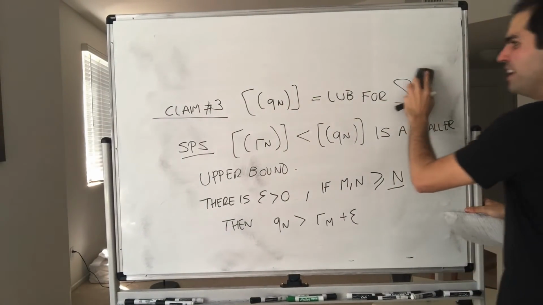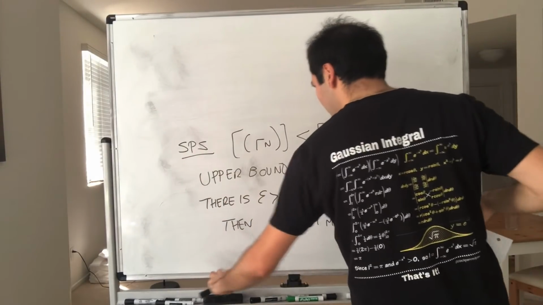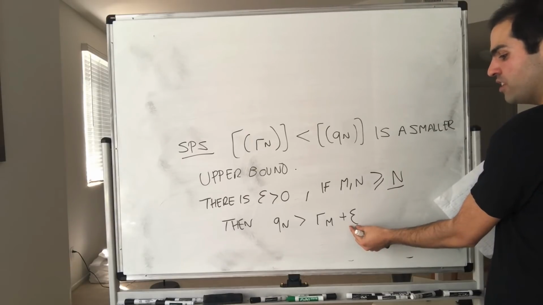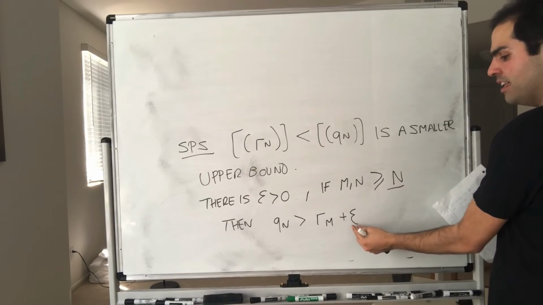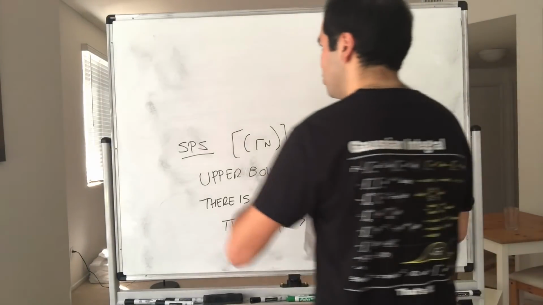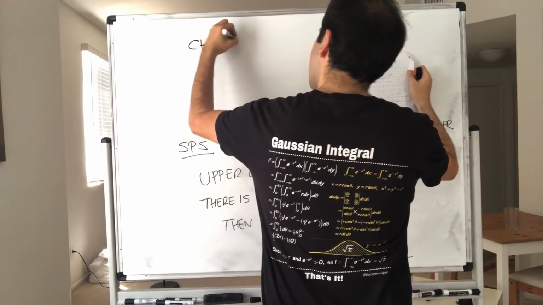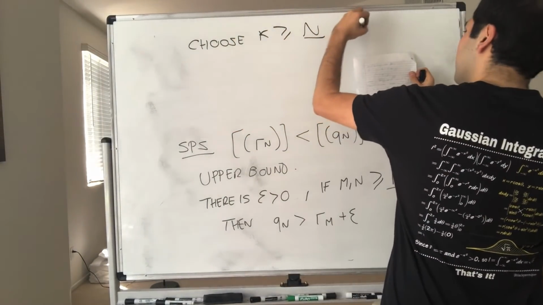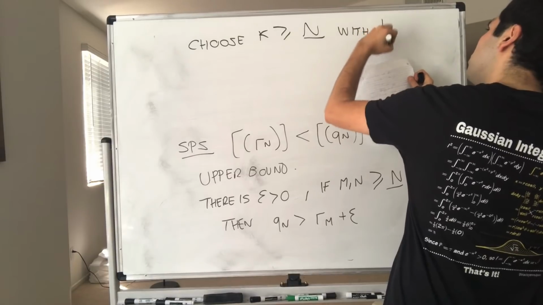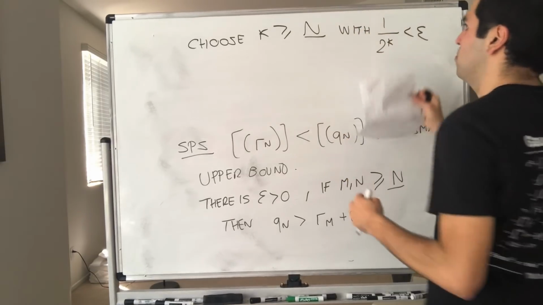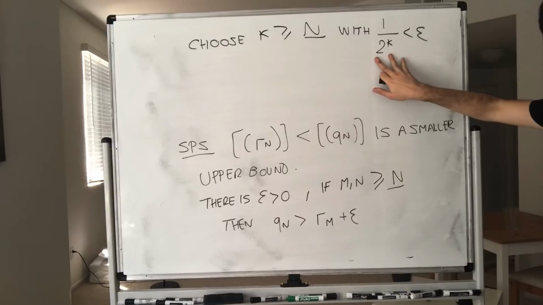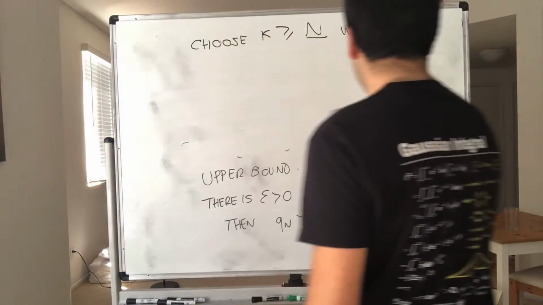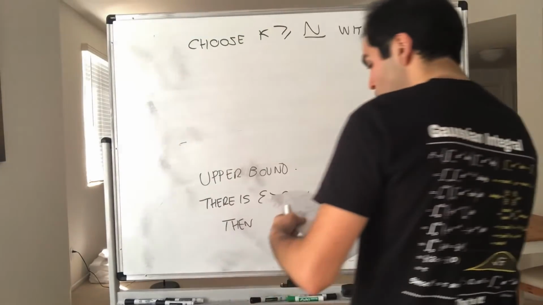Now, in particular, because the denominator has to have powers of 2, let's choose a k large enough such that 1 over 2 to the k is smaller than epsilon. So choose k bigger than or equal to capital N with 1 over 2 to the k less than epsilon. And we can do that because 1 over 2 to the k goes to 0, so definitely it's less than epsilon.